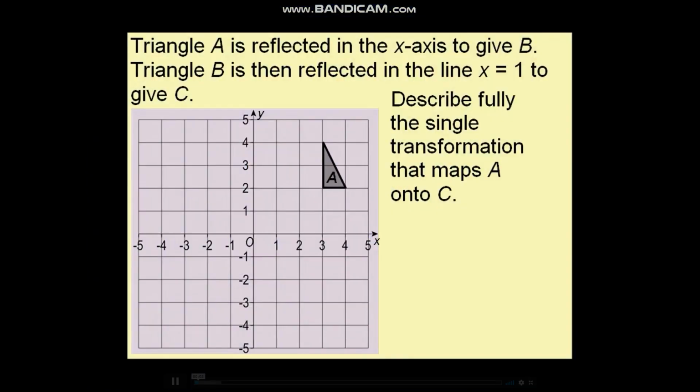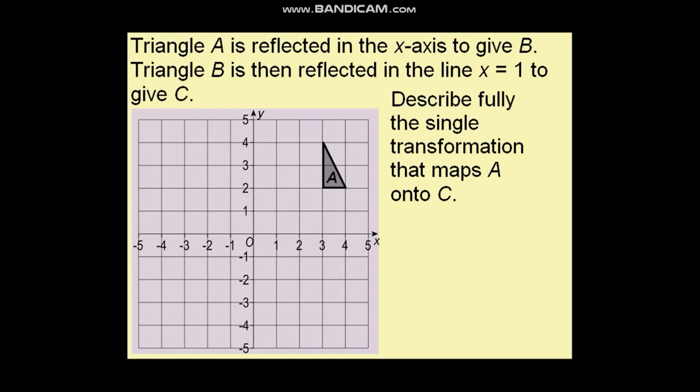Here's a really tricky looking question on transformations. I'm being told that triangle A is reflected in the x-axis to give triangle B. Then triangle B is reflected in the line x equals 1 to give triangle C. I want to describe fully a single transformation that maps A onto C. I'm going to do this line by line.